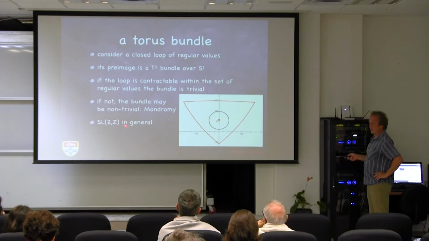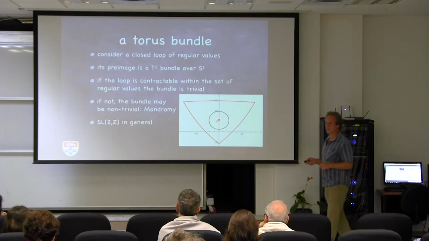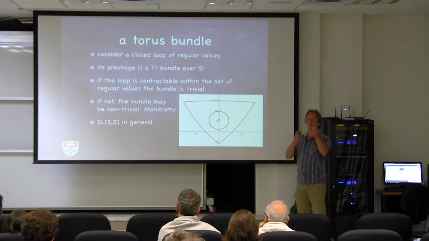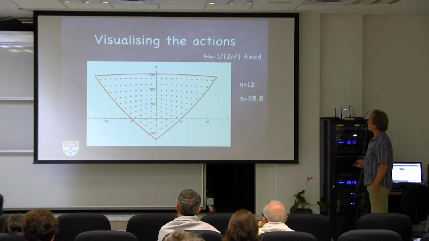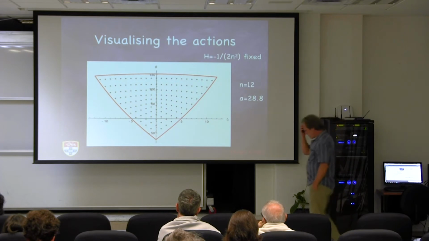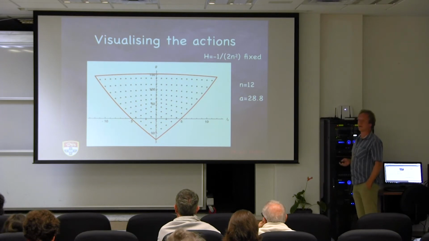So SL2Z in general, it turns out that in this case, it can basically just be 1, 1, 0, 1. So one of the simplest cases. Okay, so one way to see this monodromy is by visualizing the actions.